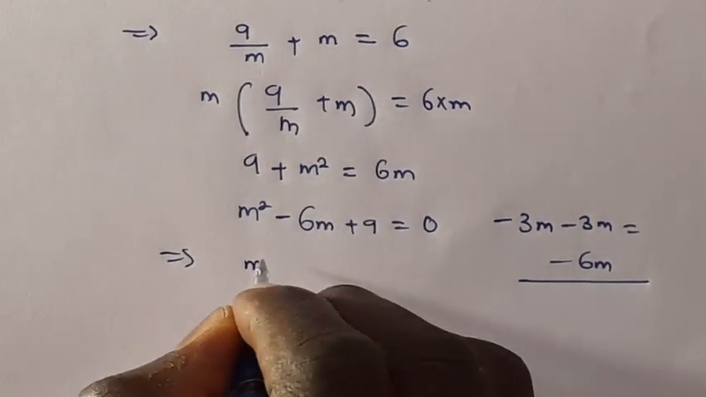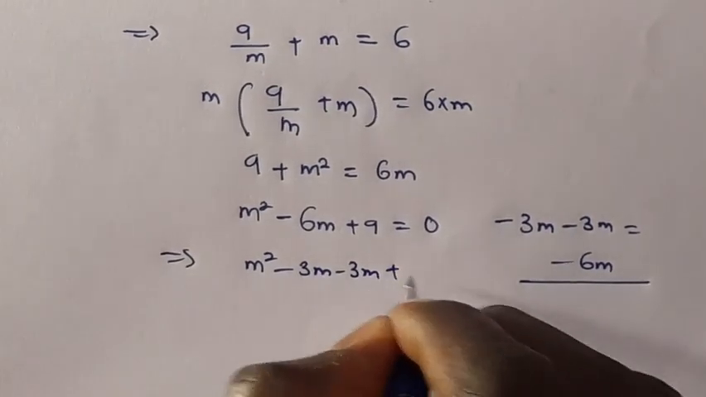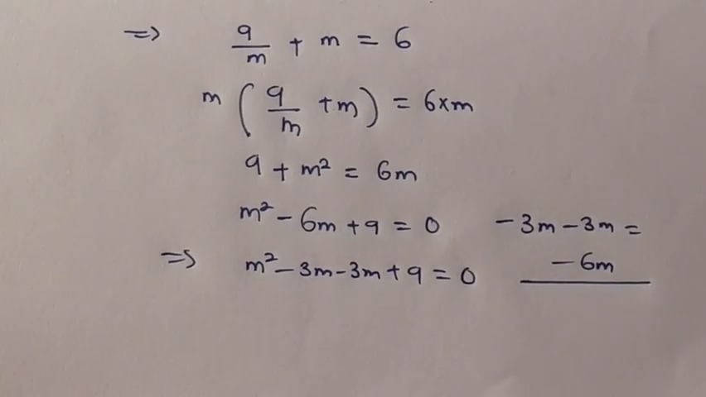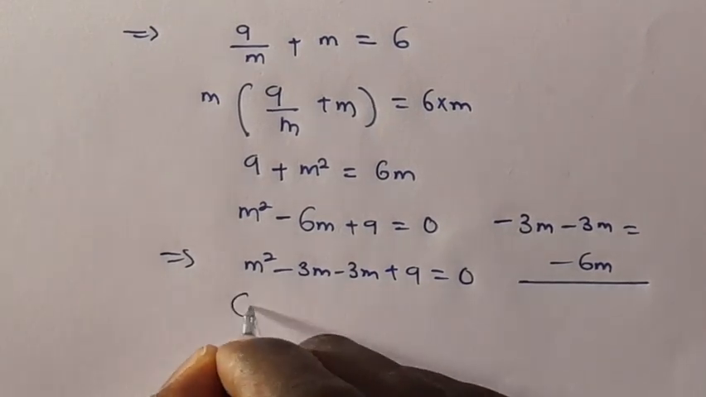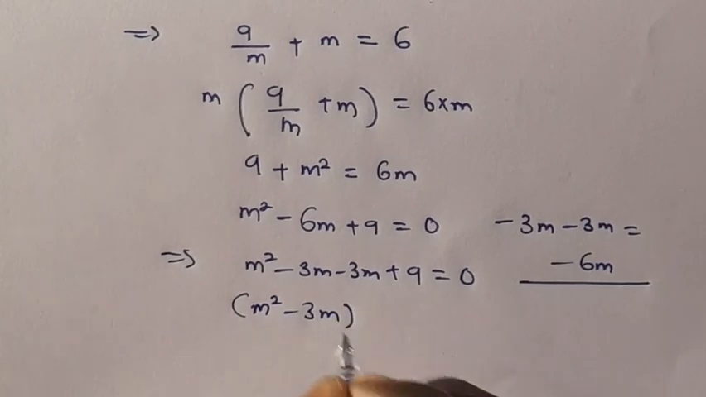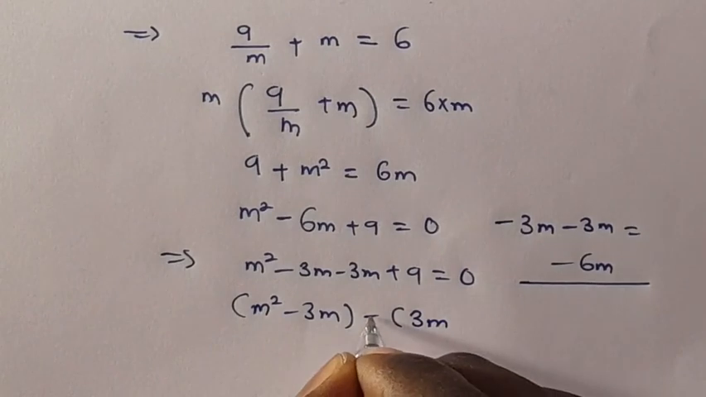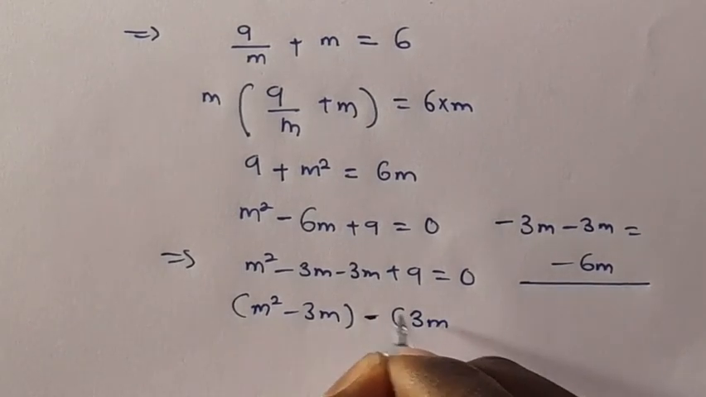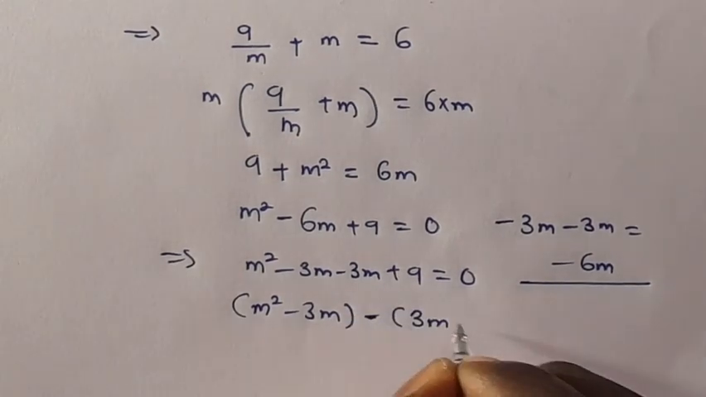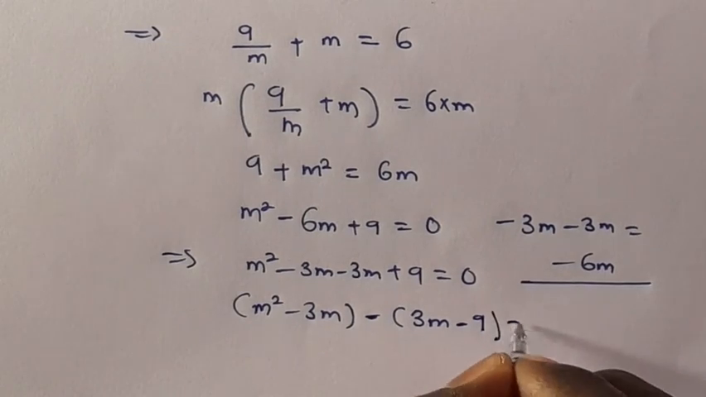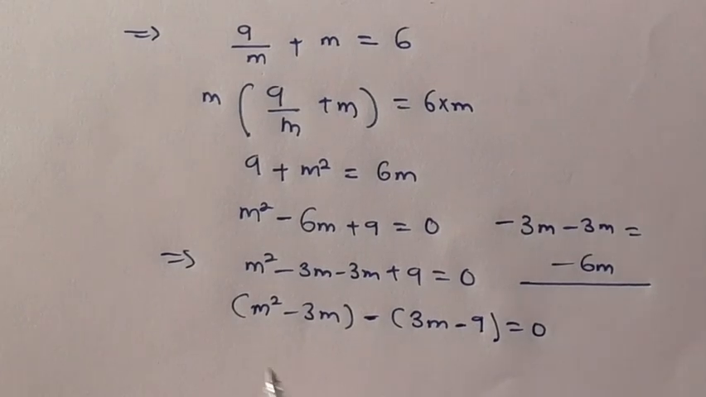So we can have m squared minus 3m minus 3m plus 9 equals 0. Now we can take the first two terms together as m squared minus 3m. Then we take minus 3 out of the rest, so that when you open the bracket you have minus 3m, and since you have plus 9 here, we need minus 3 times minus 3, because minus times minus will give us plus.